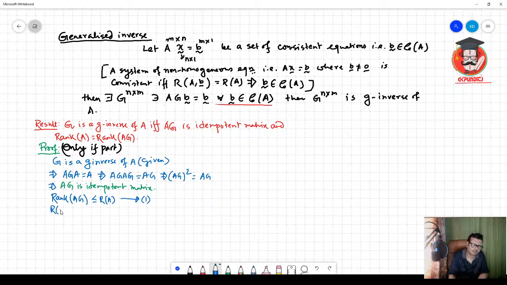Again, rank of A equals rank of AGA. So if you take this as matrix A, and this as B, then this is again less than or equal to rank of AG. So combining 1 and 2, we get rank of A equals rank of AG.